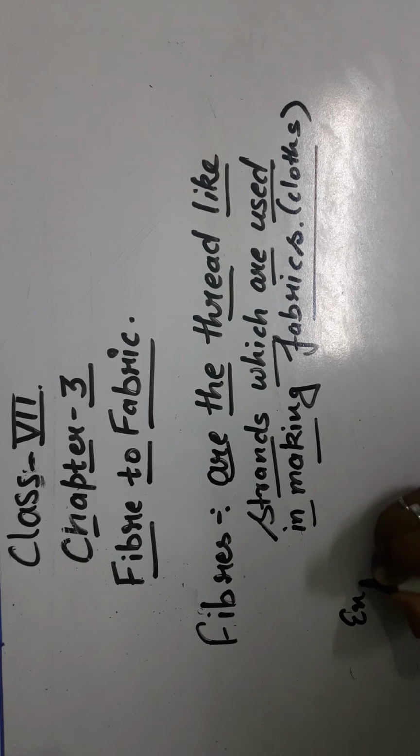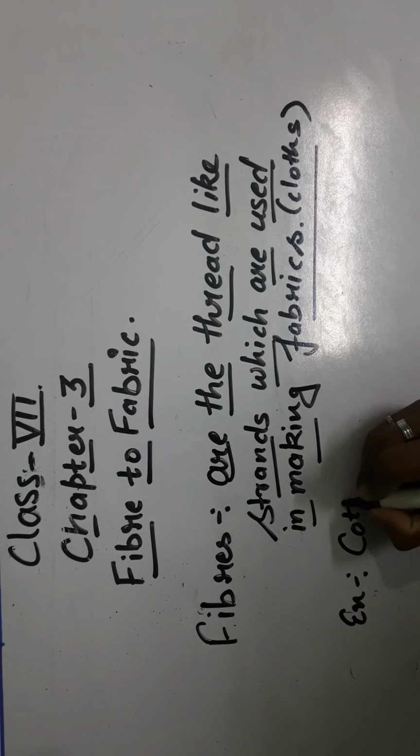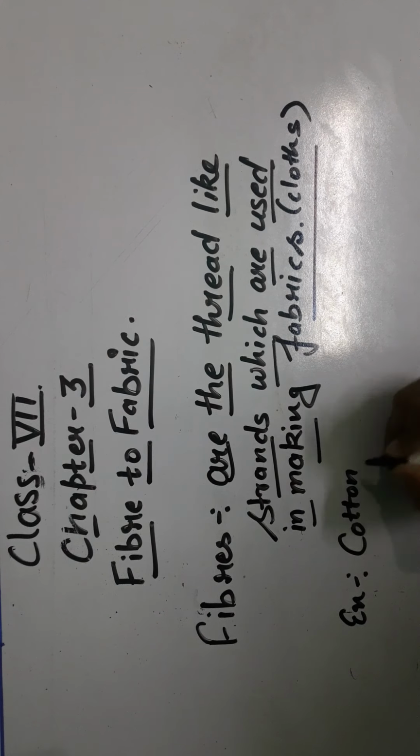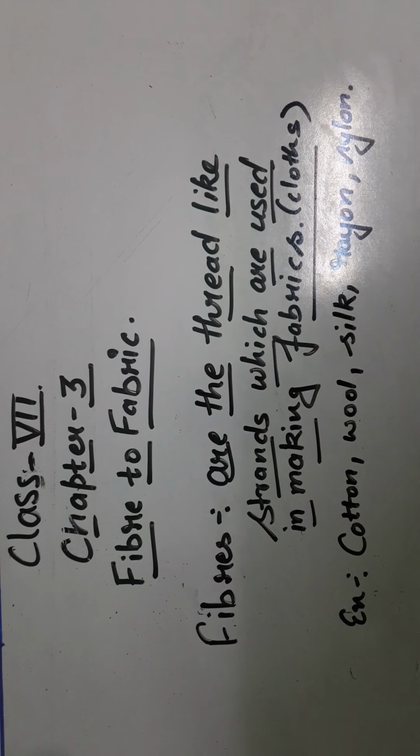Examples of fibers are cotton, wool, silk, rayon, nylon, etc. These are some of the different types of fibers which we have used till now. There are n number of fibers, and in this chapter in class 7th we will learn about these different fibers.